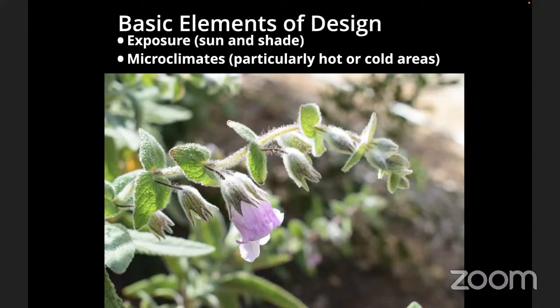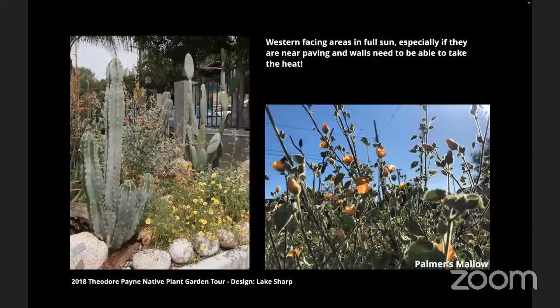And then microclimates are any particularly hot or cold areas in your yard. So for example, everyone in your neighborhood might have the same general climate, but in your yard, there are going to be areas that are hotter and colder. So in inland Southern California, especially western facing areas that are in full sun, especially if they're near paving or driveways or walls, those plants really need to be able to take the heat. In the afternoon, it's going to be much hotter there than it is on the interior of your yard.